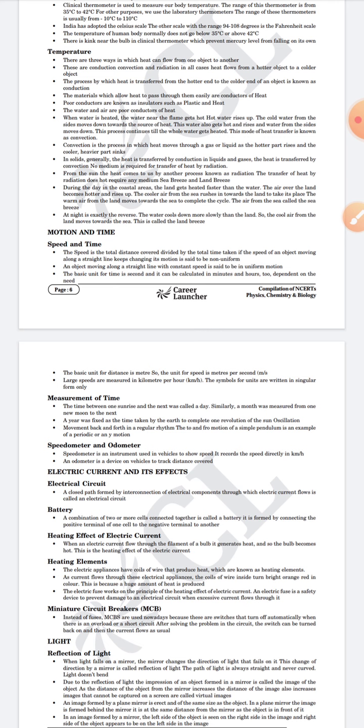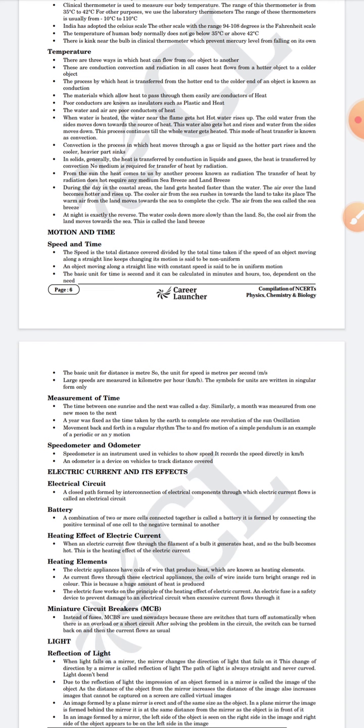The basic unit for time is the second, and it can be calculated in minutes and hours depending on the need. The basic unit of distance is the meter, so the unit of speed is meter per second. Large speeds are measured in kilometer per hour. The symbol of the unit is written in singular form only.